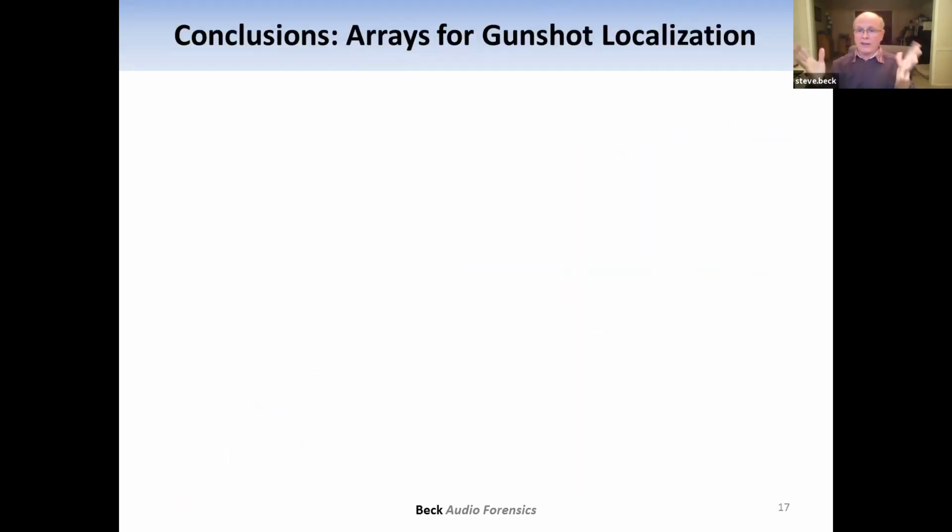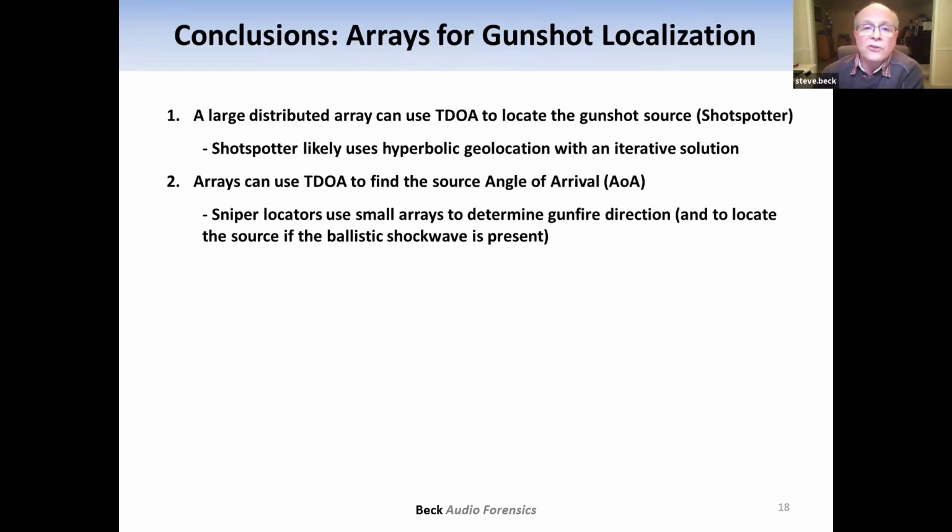Okay, so I'm going to conclude this section on gunshot localization. You can use a large array of spatially distributed microphones to locate a gunshot source. And that's what I think Shotspotter uses, a hyperbolic geolocation with an iterative solution. Also, you can use arrays to find the angle of arrival to that source. And there are a lot of sniper locators using small arrays. And I've actually worked on those quite a bit as well.